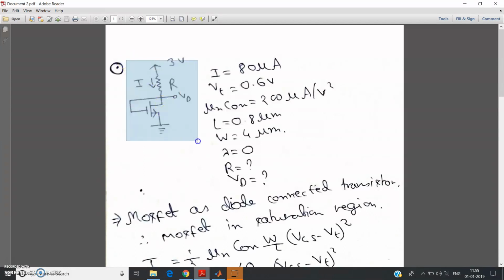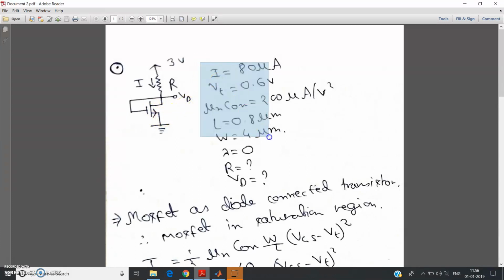Here one circuit is given, and this particular NMOS is nothing but a diode connected transistor configuration, because the gate is short circuited with the drain, and this drain voltage VD is equal to the gate voltage also, right? This R is unknown to us. We are applying 3 volt here, and you can clearly see the source is grounded, and the body terminal is not shown. That means the body is basically short circuited with the source, right?